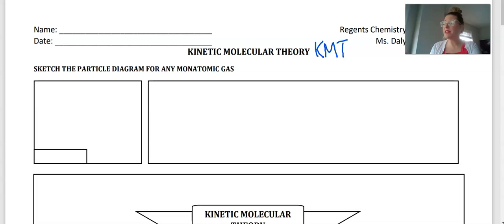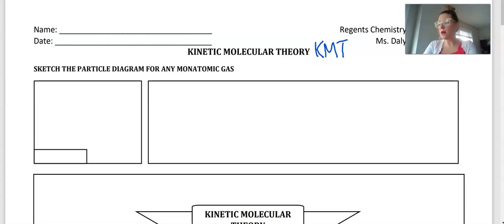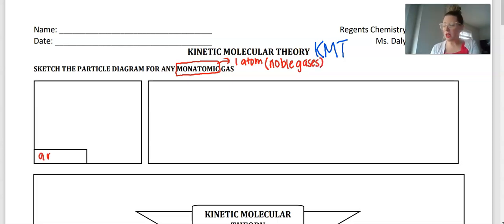So before we jump into what is kinetic molecular theory, just a quick review on some gas stuff in general. Sketch a particle diagram for any monatomic gas. I wanted to review this term monatomic. We spent a lot of time in the beginning of the year talking about diatomic gases. Monatomic, though, is going to mean made of one atom. Really, there's only one column on the periodic table that exists as monatomic gases because they are stable enough to exist as single atoms. Those, again, are our noble gases. So let's just pick any good old noble gas, say argon, and sketch a particle diagram for what that would look like.